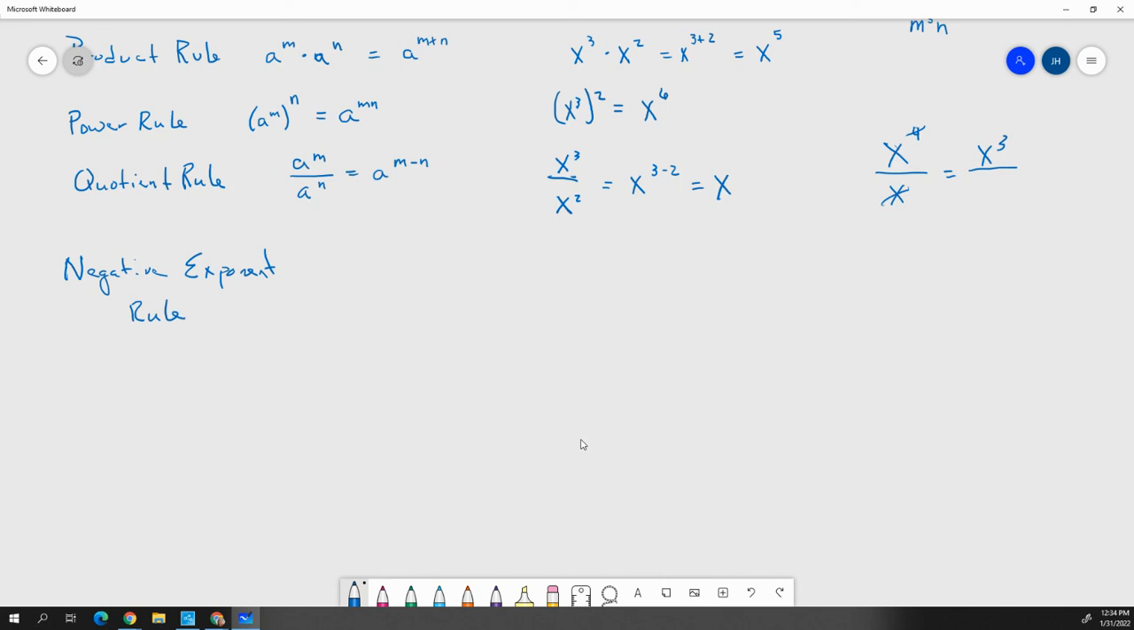Now, the negative exponent rule says that if I have a to the minus m, I can rewrite that as 1 over a to the positive m. Now, keep in mind, that works in either direction. Also, if I have 1 over a to the minus m, I can rewrite that as a to the positive m.